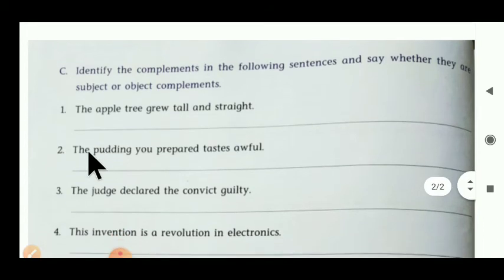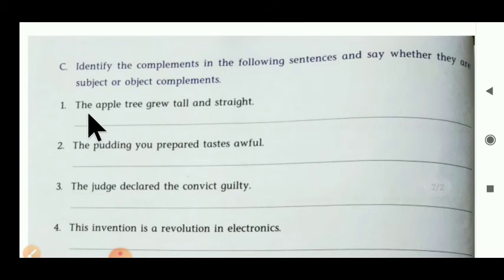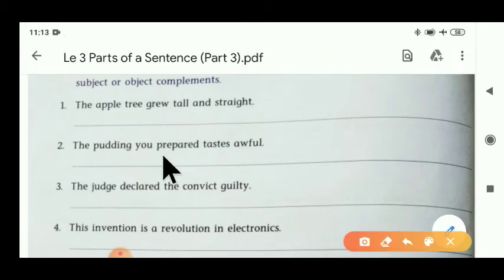First sentence is given here: The apple tree grew tall and straight. First of all, we have to find out the complement from here. Which is the complement here? Can you guess? Yes. Here, tall and straight, both words are complements.